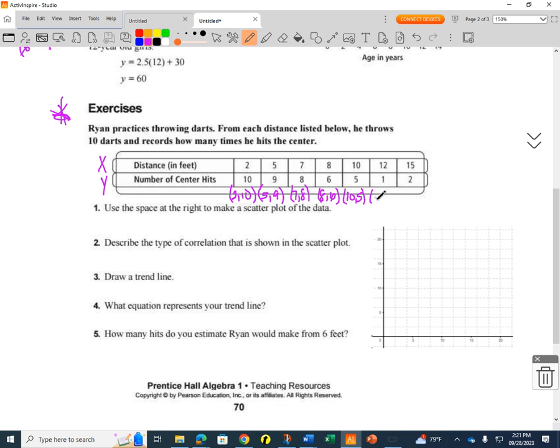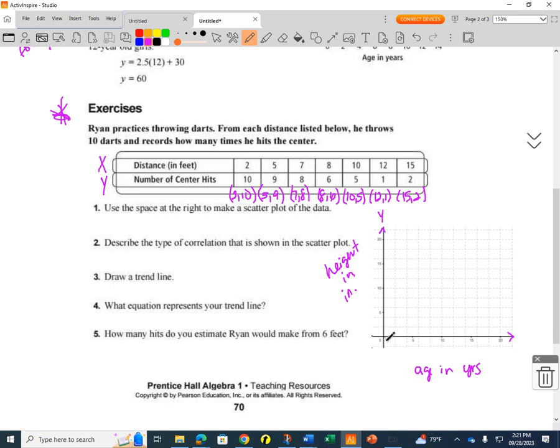And I'm going to try to make sure I don't mess up plotting the points. Alright, so use the space at the right to make a scatter plot of the data. So that's what we're doing now. The x-axis is the distance in feet, and the y-axis is the number of center hits. So we're going to go through and plot the ordered pairs.